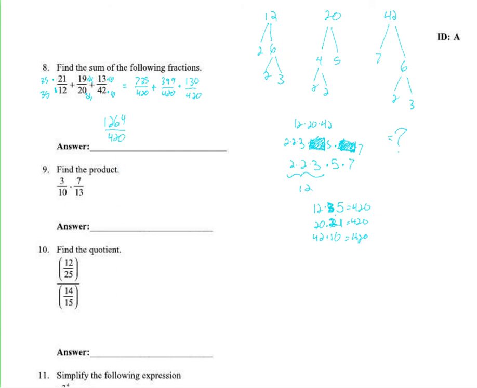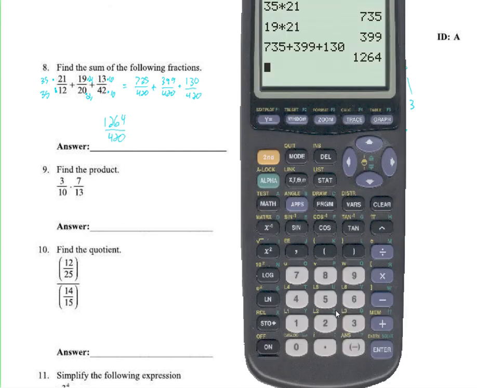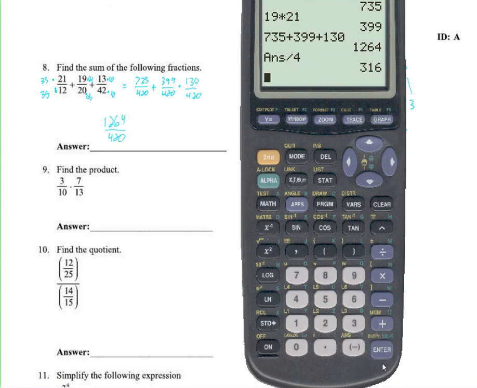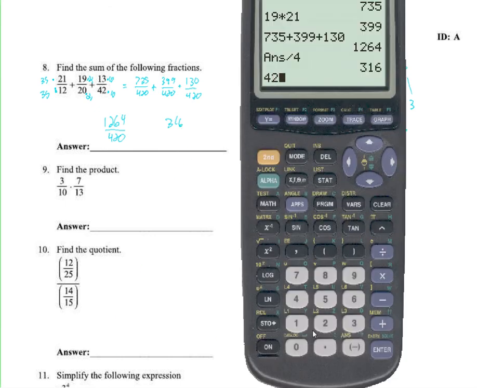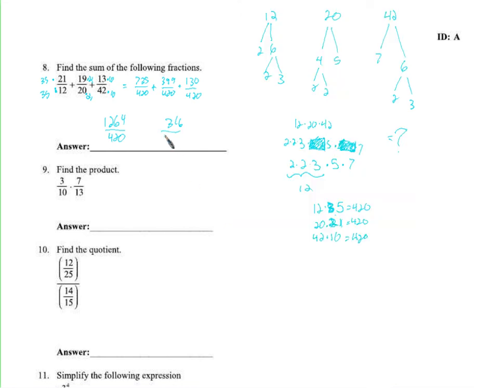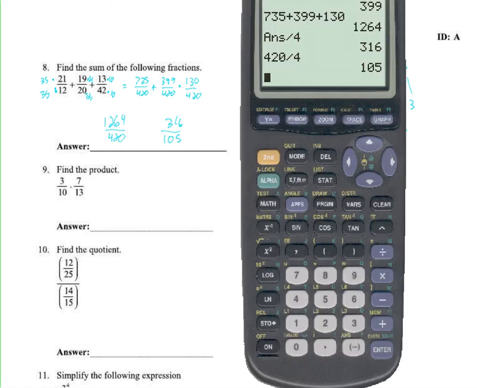And that would be fine. We should also try and simplify this. So 1264 and 420, you can tell they're both divisible by 4. Okay, so 316 and 420 divided by 4 is 105. Let's see, I just don't think that anything's going to go into both of these.